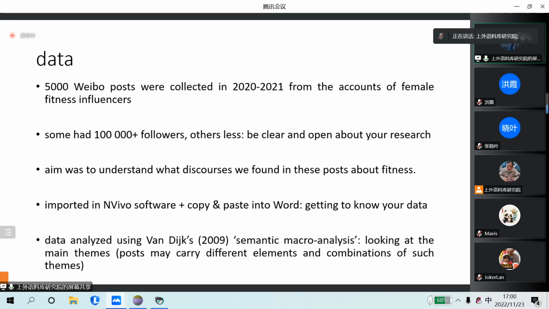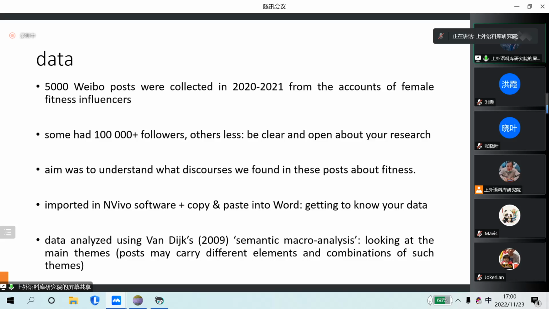Some of these had a lot of followers, more than 100,000, which, for the West would be amazing. Others actually had less. It's okay if you have these kinds of things in your project. It's okay to have this. You just have to be clear and open about your research and the decisions you take.